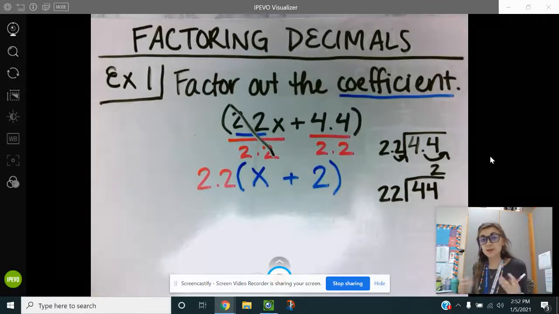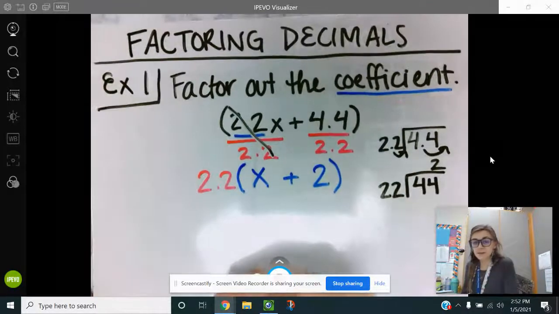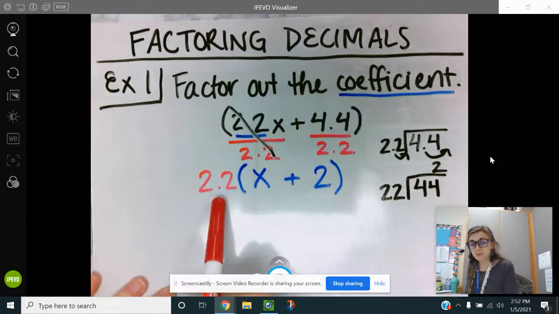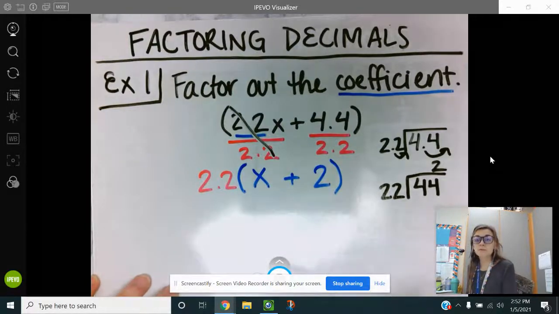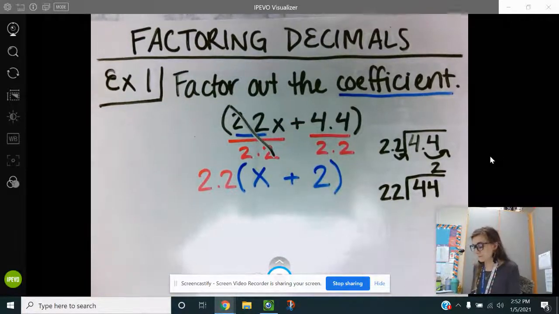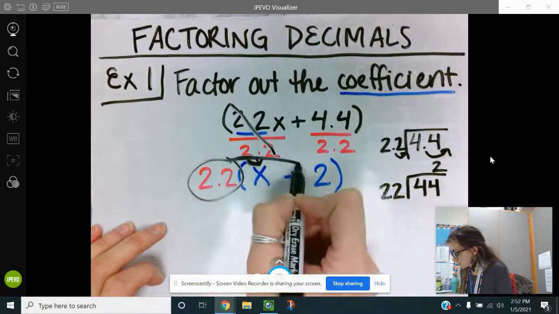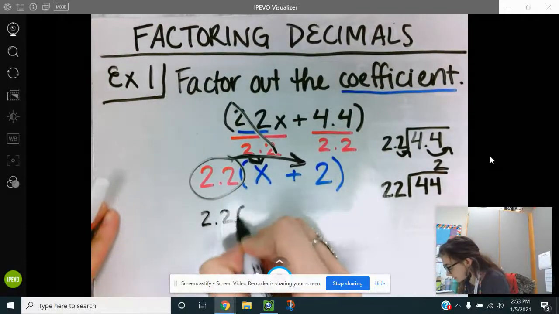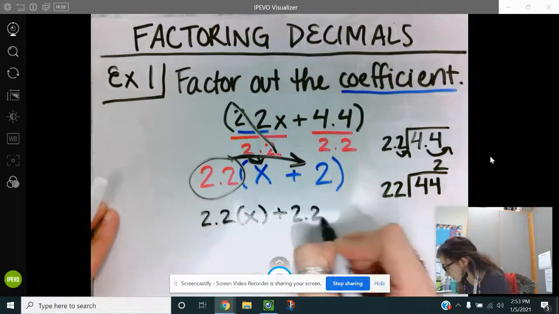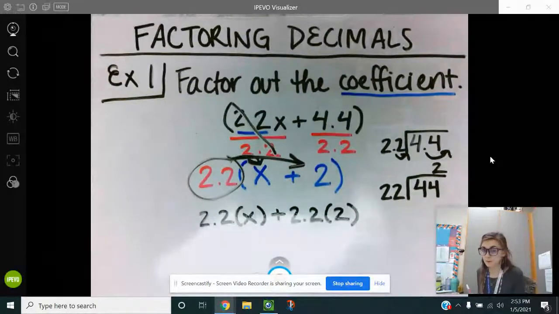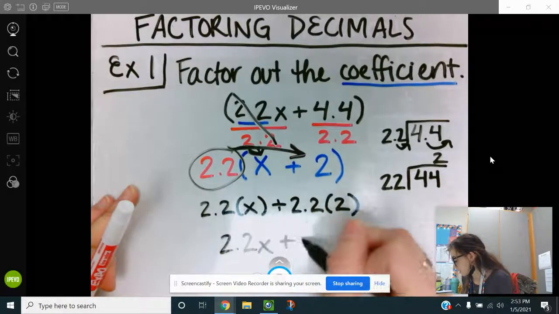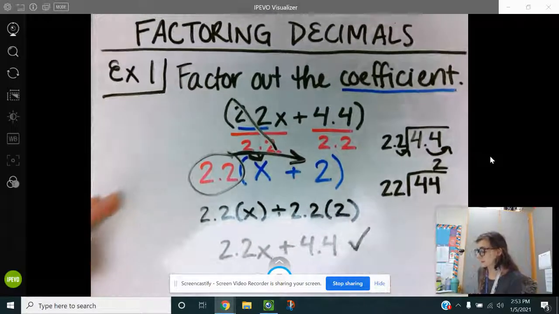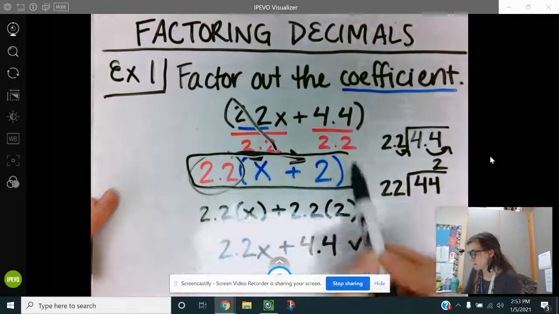That's why we use distributive property to check our answer, because if we do that, we should get the same thing that we started with. And if I distribute this 2.2 to my x and then to my 2, I really should be getting the same thing that I started with, right? 2.2 goes into x, 2.2 is going to go to 2. When you multiply those together, you're going to have 2.2 times x plus 2.2 times 2. Remember how to distribute? Yeah, you do. And that means we're just going to get 2.2x plus 4.4. And yep, that's the same thing we started with. So I know that this answer is correct.